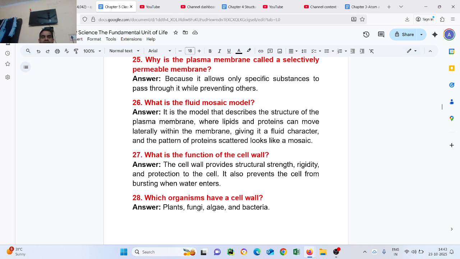Question number 27. What is the function of the cell wall? The cell wall provides structural strength, rigidity, and protection to the cell. It also prevents the cell from bursting when water enters.